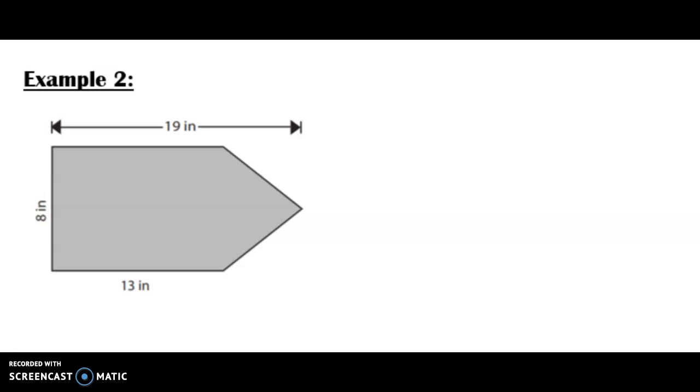For example 2, we're still looking for shapes that we know how to find the area for, like rectangles, squares, triangles, and circles. And we want to see how many of those shapes fit in our unusual shape. If you divide this shape up right here, you end up with one triangle and one rectangle.